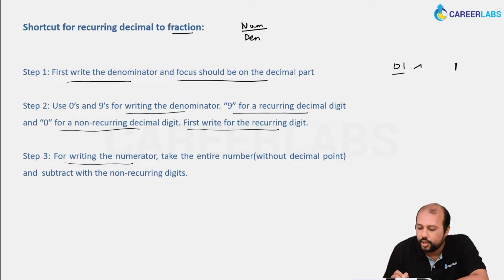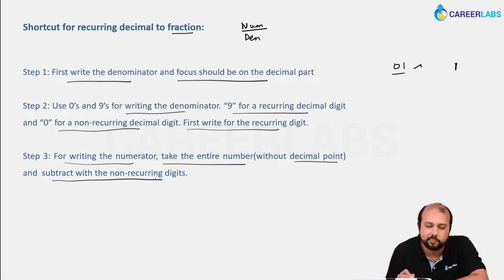Step 3, for writing the numerator, take the entire number without the decimal point, remove the decimal point, take whatever digits there are once, and subtract the non-recurring digits. When I read the 3 steps without an example, it may sound a little bit difficult to follow. We'll take a small example and do this.